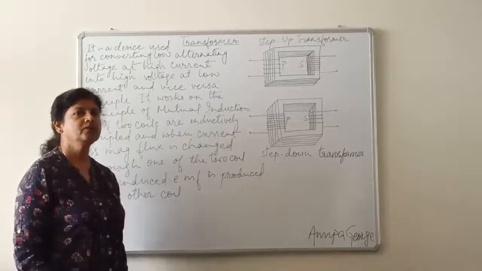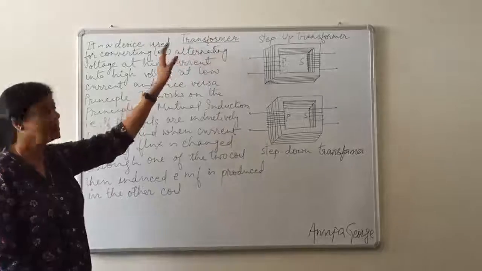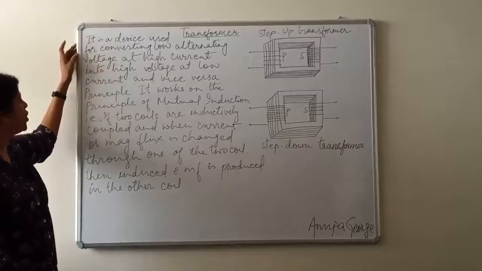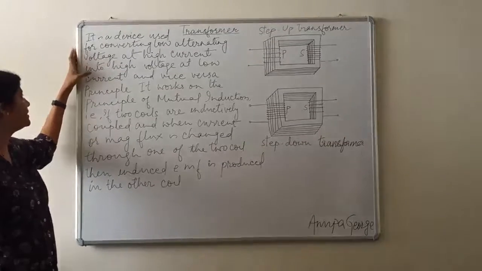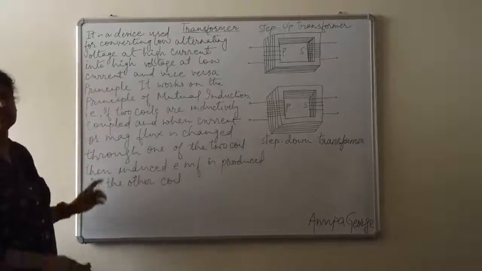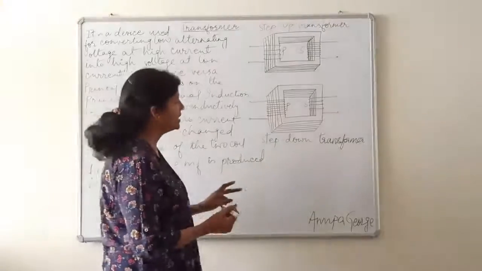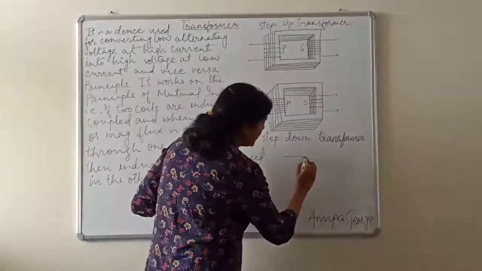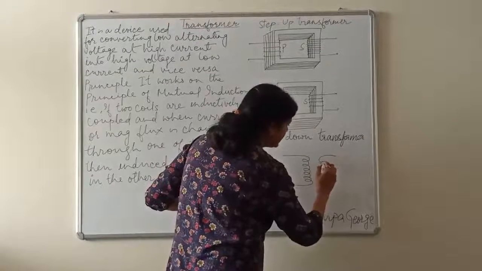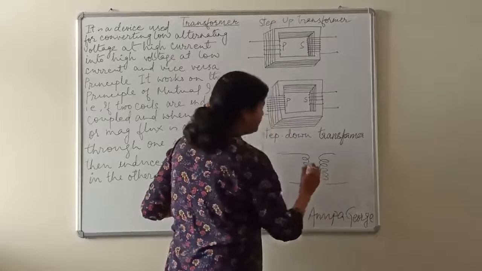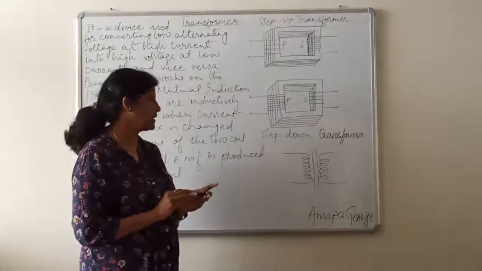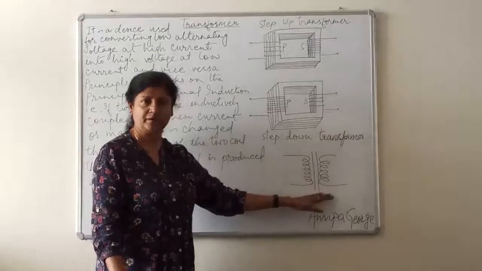Students, today we are going to study transformer. Transformer is a device used for converting low alternating voltage at high current into high voltage at low current and vice versa. Symbol for transformer is, you see, we draw one coil, we draw another coil, and between these two coils we draw two parallel lines. It is symbol of transformer.